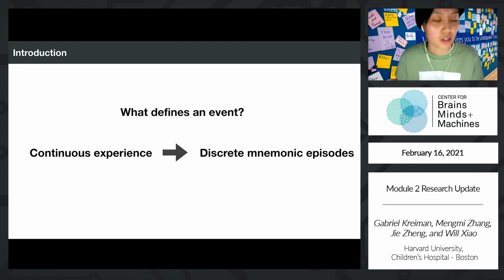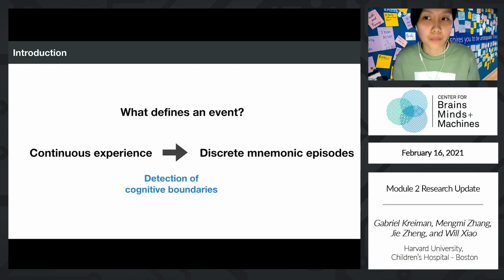There are numerous computational and theoretical works proposing that the transition from continuous experience into discrete mnemonic episodes relies on the detection of cognitive boundaries. So before I jump into the neural evidence supporting this cognitive boundary detection concept, I want to step back a little bit to talk about another type of boundary, the spatial boundary, which has been well studied in rodent electrophysiological studies.